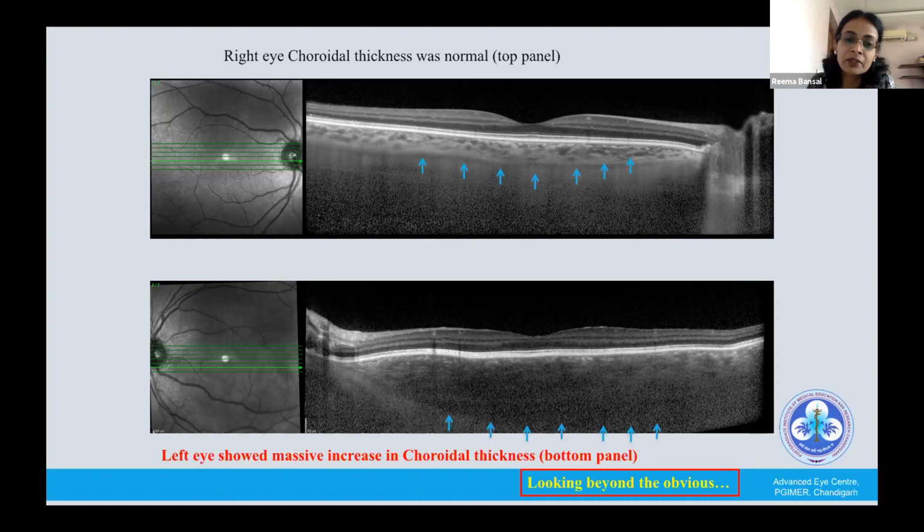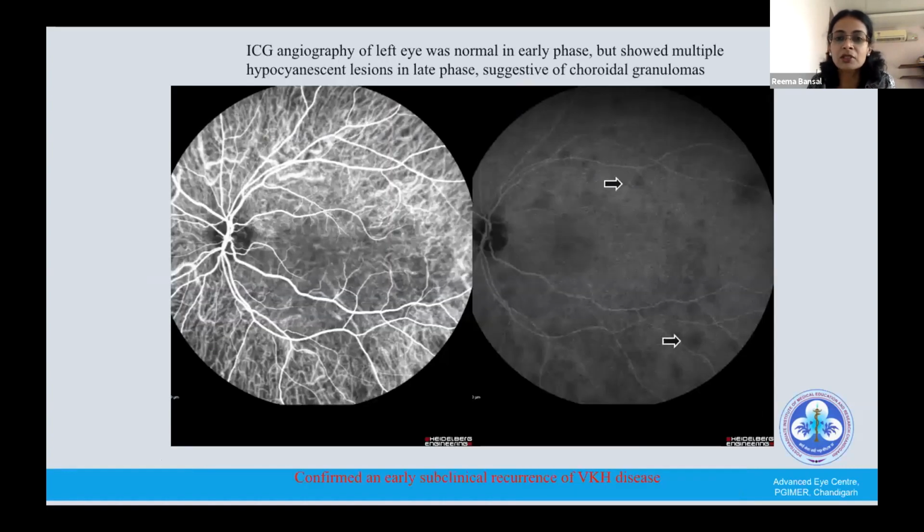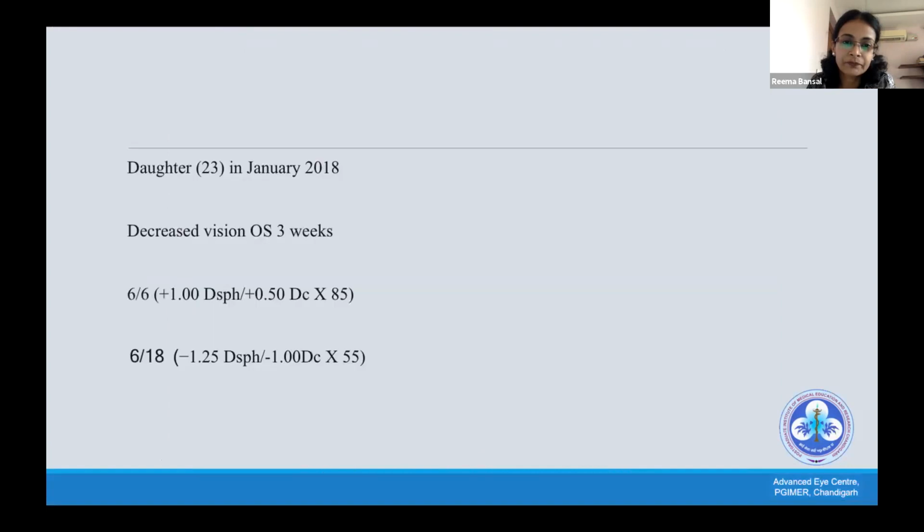And this is what her complaints were. She just had heaviness in the left eye. So sometimes not ignoring the patient's subtle complaints and taking them up for these ancillary investigations gives you a lot of information. And so we confirmed on ICG there were subtle granulomas which were more prominent in the late phase. So this was nothing but an early subclinical recurrence of VKH disease.